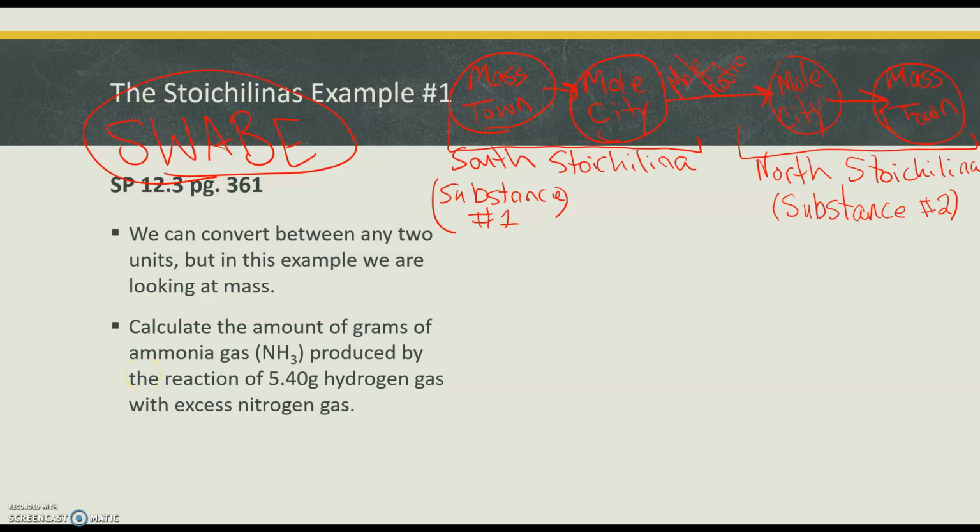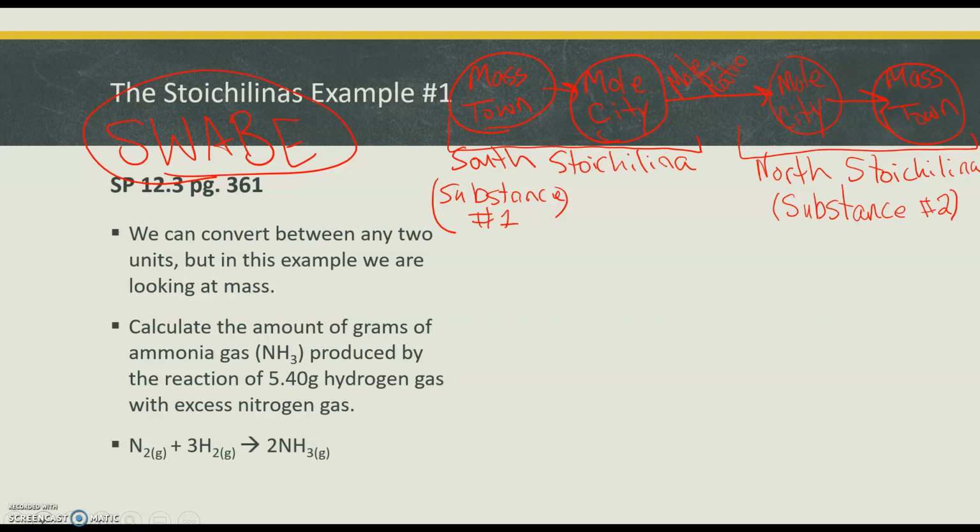Calculate the amount of grams of ammonia gas produced by the reaction of 5.40 grams of hydrogen gas with excess nitrogen gas. Using that information, you'll be able to create and balance the equation. Pause the video and do so. This is what I got. N2 plus 3H2 generates 2NH3.